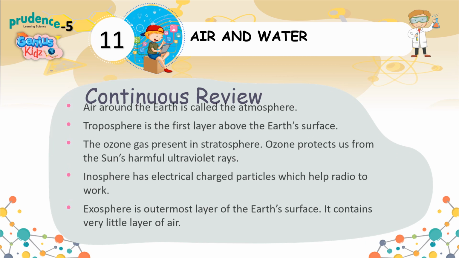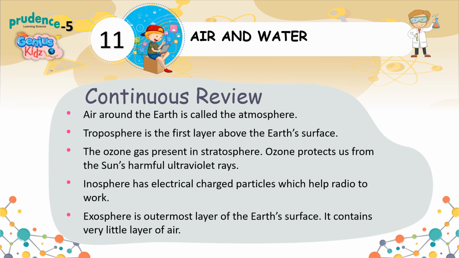Continuous review. Air around the earth is called the atmosphere. Troposphere is the first layer above the earth's surface. The ozone gas is present in the stratosphere. Ozone protects us from the sun's harmful ultraviolet rays. Ionosphere has electrically charged particles which help radio to work. Exosphere is the outermost layer of the earth's atmosphere. It contains very little air.